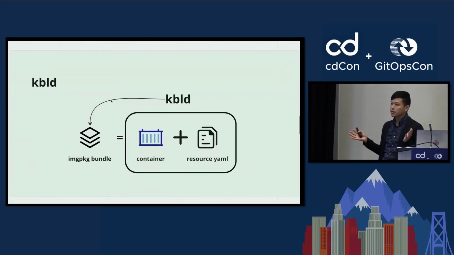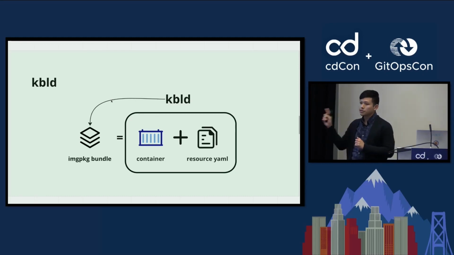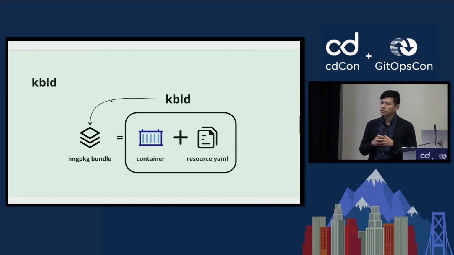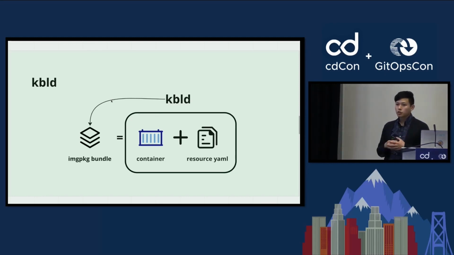Kbld is a CLI tool that does quite a few things, but for the purposes of this talk, it compiles the container and the resource YAML into that image package bundle. One thing I forgot to mention was the image package bundle is an OCI image, so you can treat it like an image and put it into a registry. There's an OpenAPI schema.